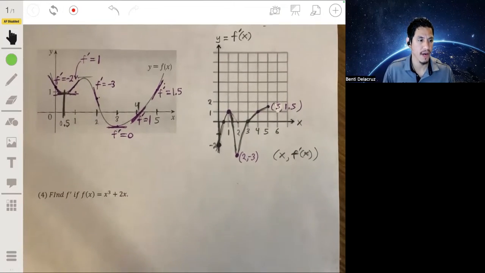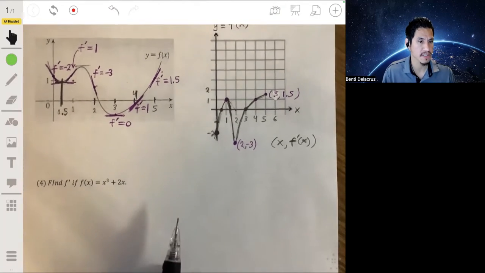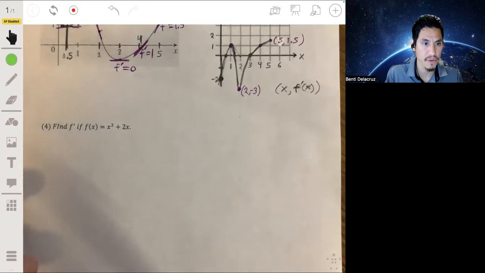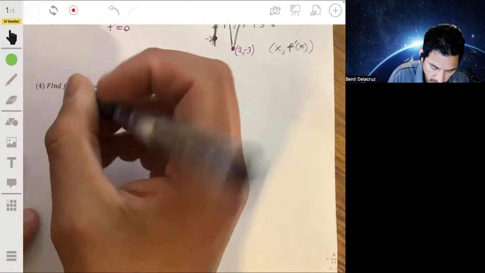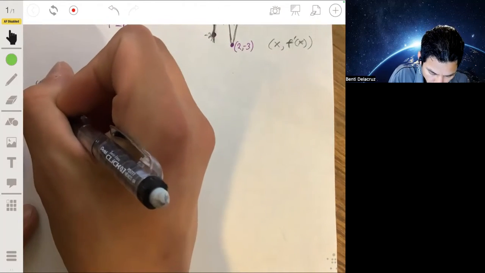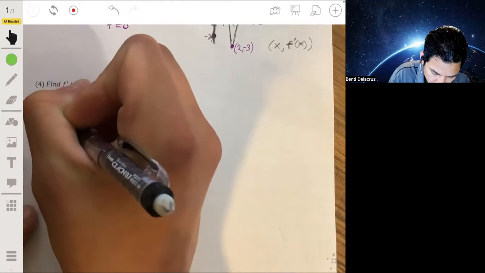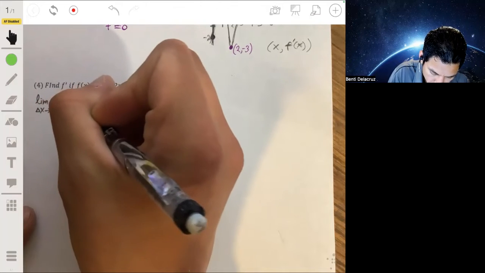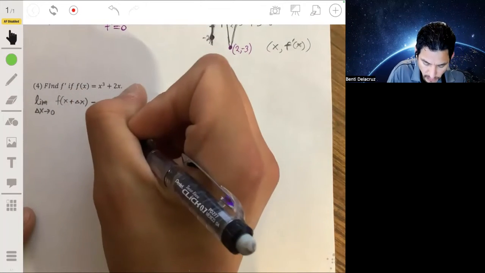All right, now let's go through calculating the derivative using the limit process, and this is going to be an intense one, so be ready. These are the exciting problems you're going to have to be ready for. So again, we're just going to find the derivative using the limit process, which we did earlier in the previous lesson. So limit as delta x goes to 0 of f of x plus delta x minus f of x all over delta x.